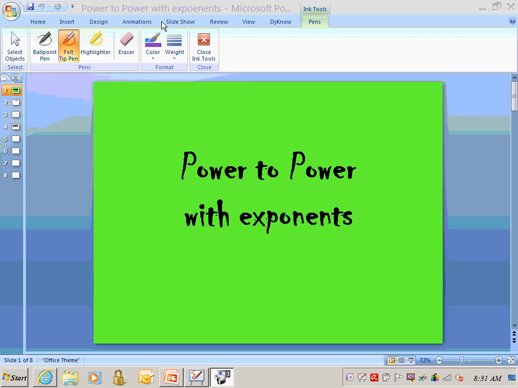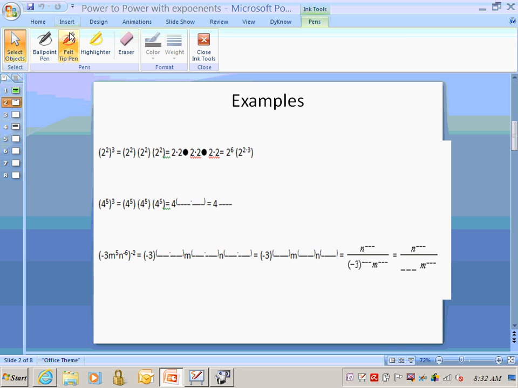Okay, this one's on power to power with exponents. When we're looking at our notes, I've got 2 squared, right? That means I have 2 of the 2's. Now, if I have 2 squared cubed, that means I have 3 of the 2 squareds. Does that make sense?